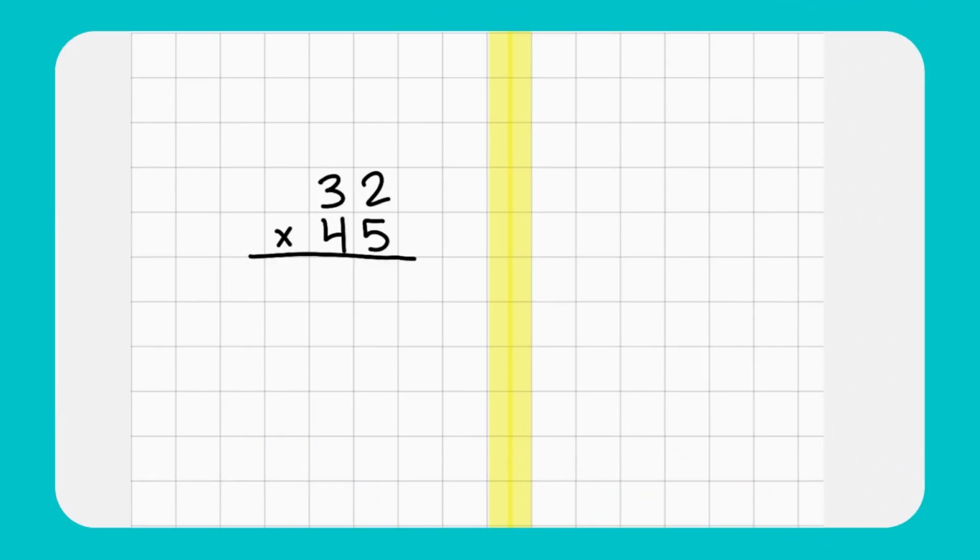Today we're going to practice 2-digit by 2-digit multiplication with the problem 32 times 45. To start, we're going to do 5 times 2. And I'm going to write this off to the side to show my work. 5 times 2 equals 10.